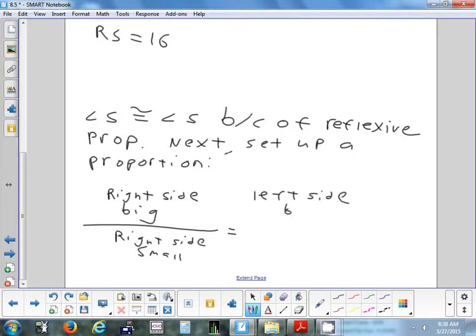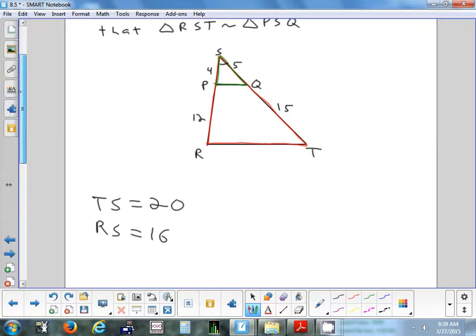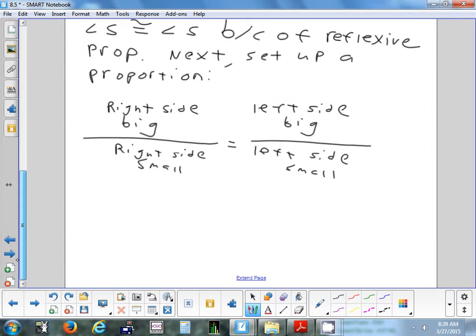So left side of the big over left side small. It's important that you set your proportion up the same on each side. Big over small, big over small. If you wanted to flip it, you could do small over big, but then you got to flip the other side, small over big. Just set it up the same way. All right, so Connor, what did you say the right side of the big triangle is? 20. Yep, we got that earlier, 20. And the small side of the green triangle? 5. Or the right side of the small triangle? Sorry, 5. Okay, we're hoping this comes out equal.